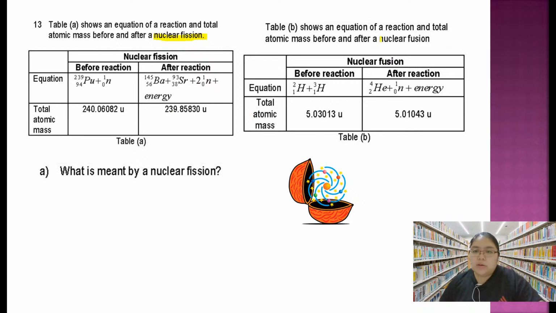So this one is nuclear fusion. This one is before, this one is after. So this is what they want to show you, the info. So now I want you to see the first one.